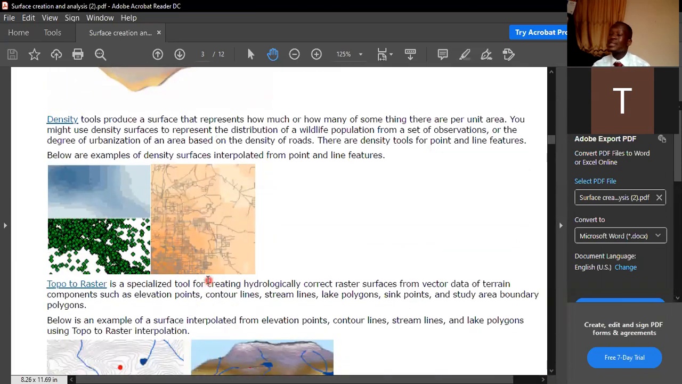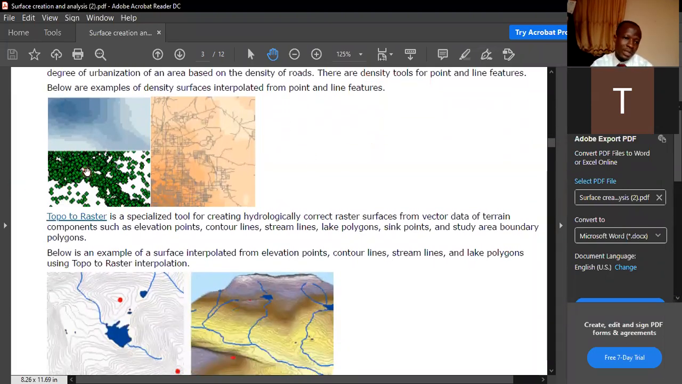So we can also look at density. By just creating a density surface, you have a surface. Density tools produce a surface that represents how much or how many of something there are per unit area. Like I said, the kernel density estimator is one of them. An example is being given here: representation of the distribution of a wildlife population. Once you see a surface, it tells you a lot, especially when you visualize it in 3 dimensions. There's a lot that you can do.